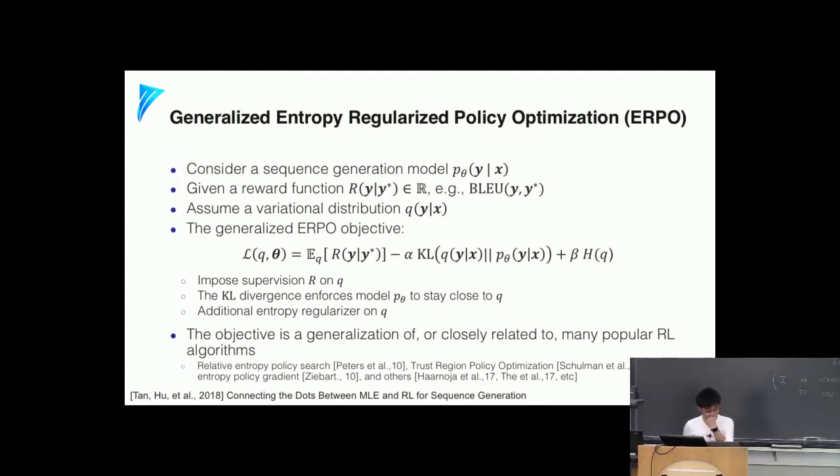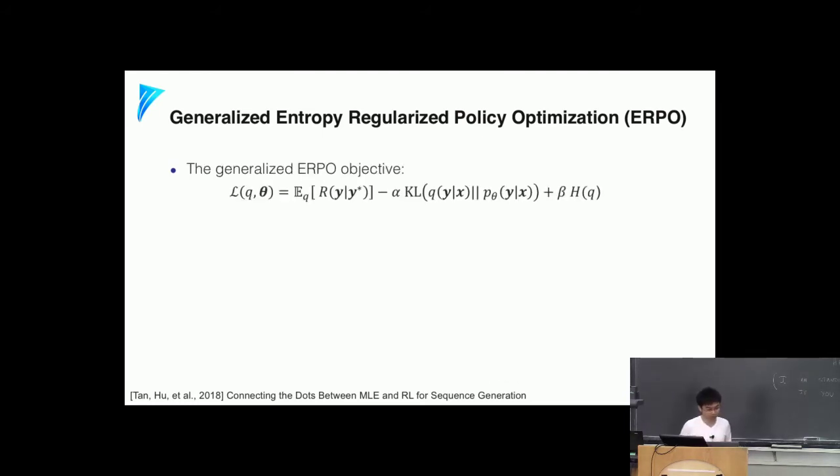And this objective is a generalization of, or is very close to, many popular RL algorithms like relative entropy policy search and trust region policy optimization and all other stuff. We may see some of them in our next few lectures. But here we want to go into details of this different method. But this framework is indeed pretty standard and a very simple objective.